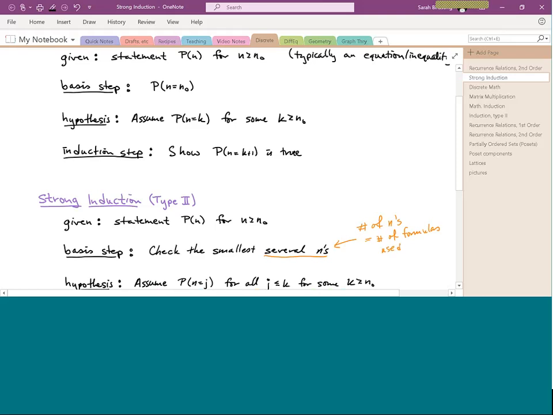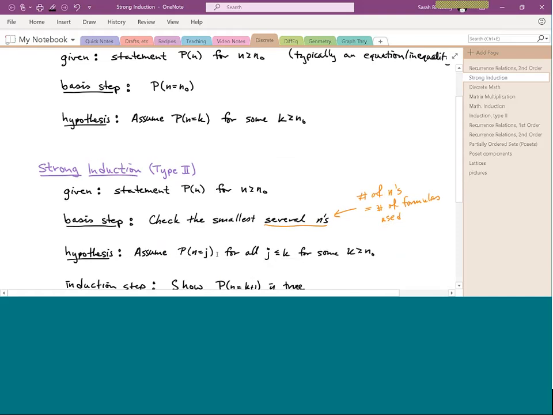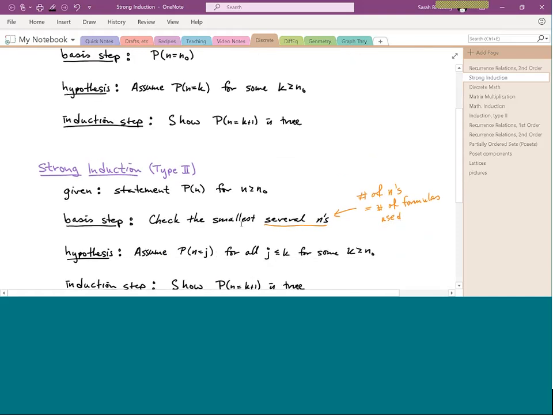Now, there are other ways to check it too, but that's a really fast and easy way to figure out how many of the first several values of n you look at. You have to do sufficiently many of them so that you've checked every formula if you have several formulas in play. Now, that's the difference in terms of the basis step. So the basis step is one change.